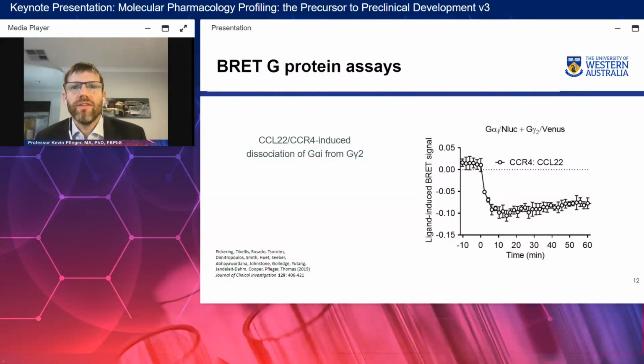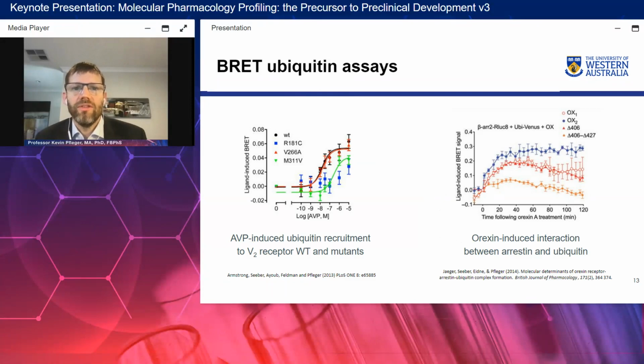Here we illustrate looking at the localization of the G-alpha-i unit and the G-gamma-2 unit, so two units of the heterotrimeric G protein complex. You can see here that gauging the proximity of these two subunits gives you a readout of activation of the CCR4 chemokine receptor when activated by CCL22.